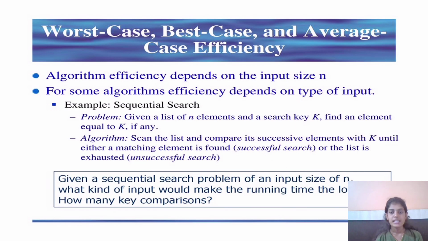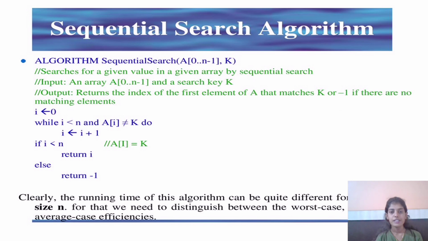Worst case, best case, and average case efficiency. Algorithm efficiency depends on the input size n. For some algorithms, efficiency depends on the type of input. Example: sequential search. Problem: given a list of n elements and a search key k, find an element equal to k, if any. Algorithm: scan the list and compare its successive elements with k until either a matching element is found, a successful search, or the list is exhausted, an unsuccessful search.